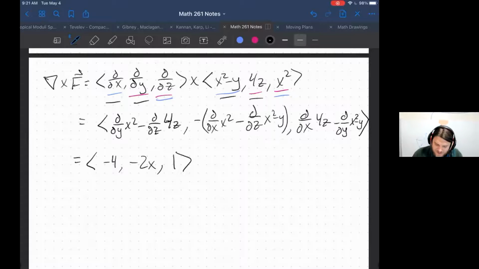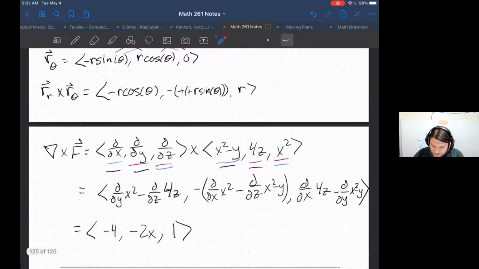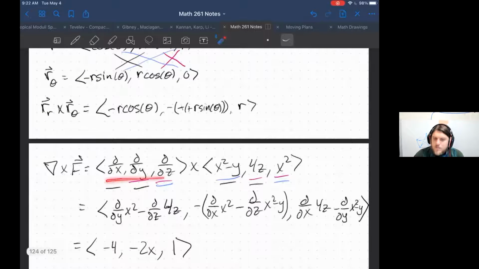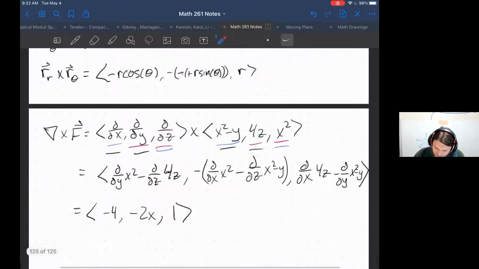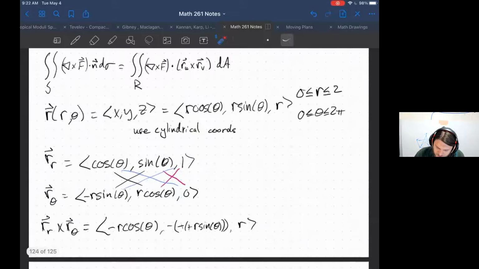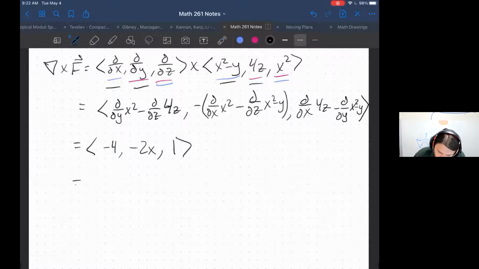Anyway, so we get this vector for curl. And again, we've stuck with x, y, and z throughout this whole process. But at this point, this is when we want to substitute in our parameterization. We've taken all of our partial derivatives. We don't really need x, y, and z anymore. So we need x, which is our cosine. So this is the vector -4, -2, r cosine of theta, comma 1.